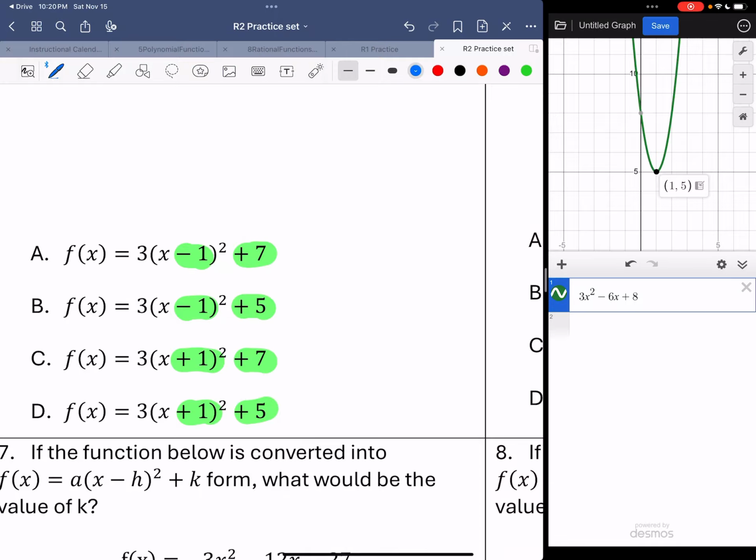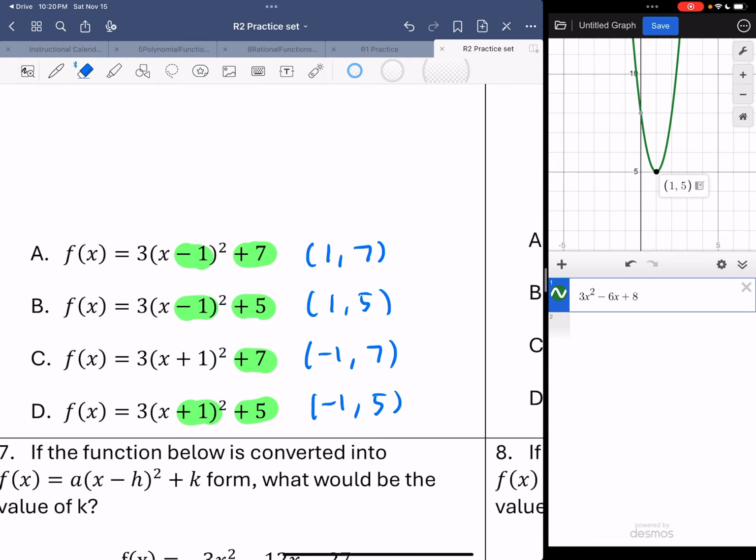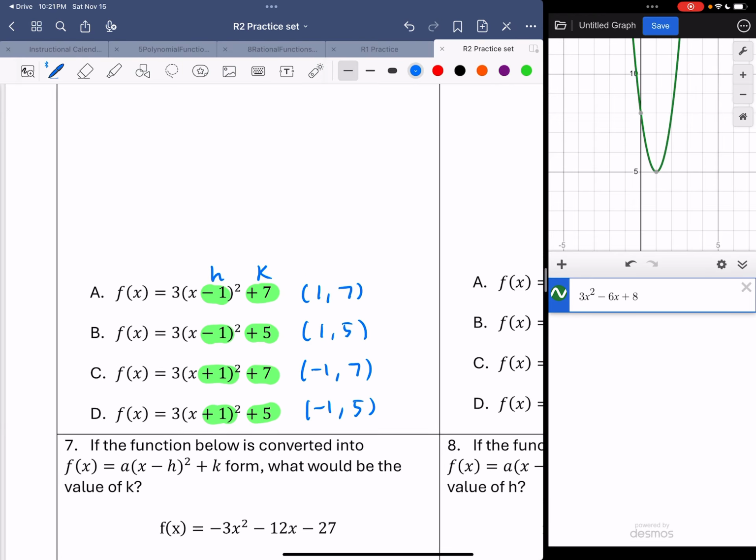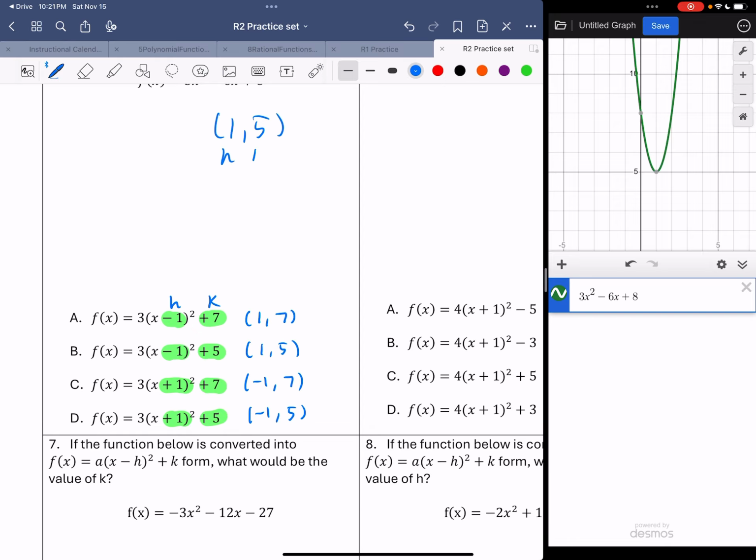So our vertex, first one is going to be positive 1, 7. Keep that in mind. You always have to change the sign of the x value. Just see the pattern. Do you see? I flip the sign, and the y value I just write as it is. And keep that in mind, this one is the h, this is the k. And I'm going to label h and k.